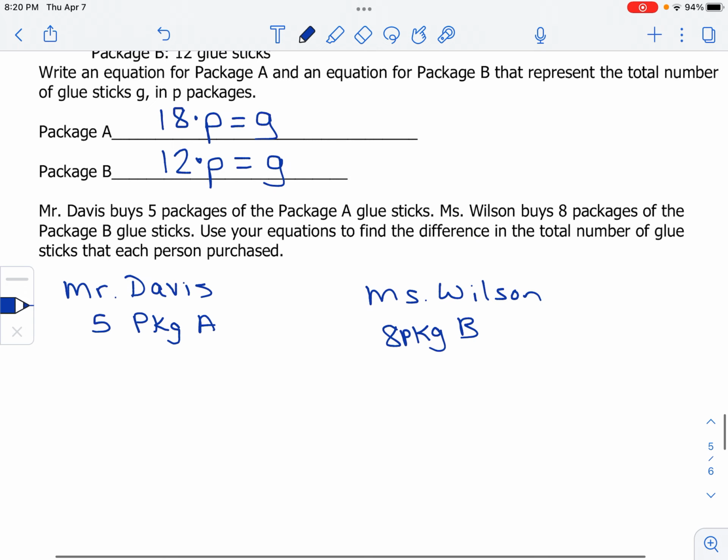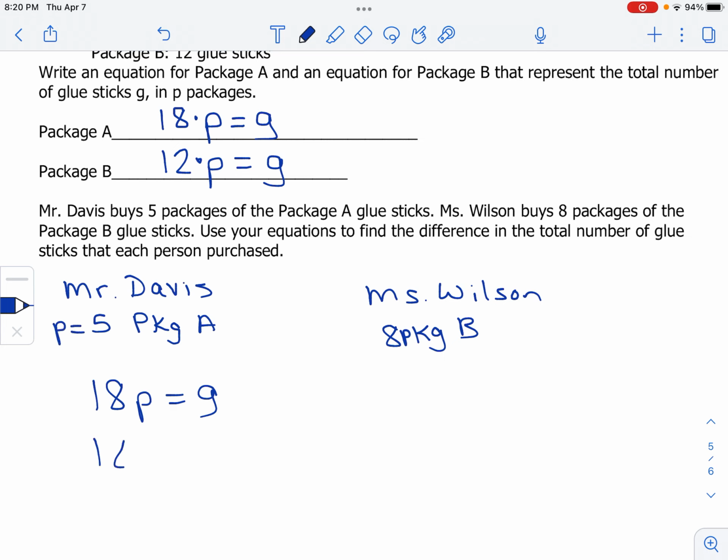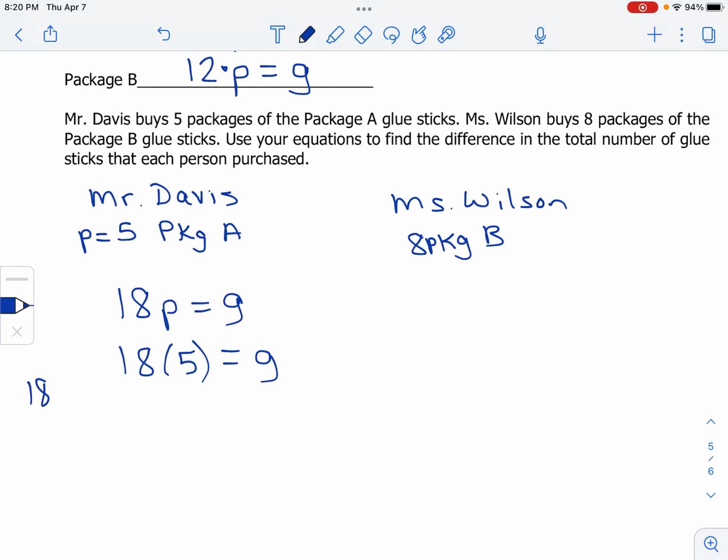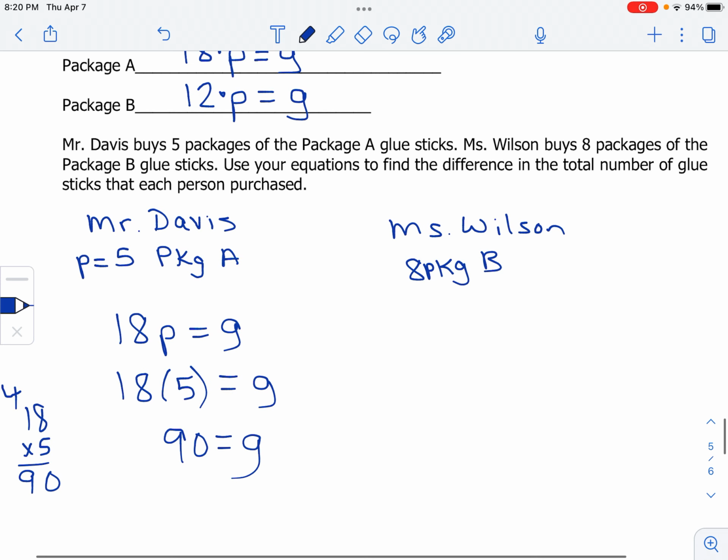All right, so we're going to use the equation 18P equals G, and we're going to substitute in P equals 5 here. So 18 times 5, that's going to give us all the glue sticks that Mr. Davis bought. All right, 5 times 8 is 40. 5 times 1 is 5, plus 4 is 9. So that means we have 90 glue sticks for Mr. Davis. We're going to do the same over here.